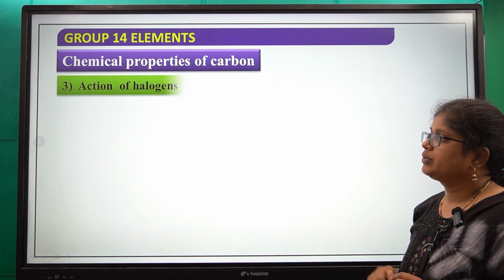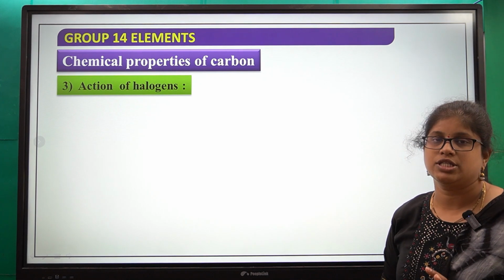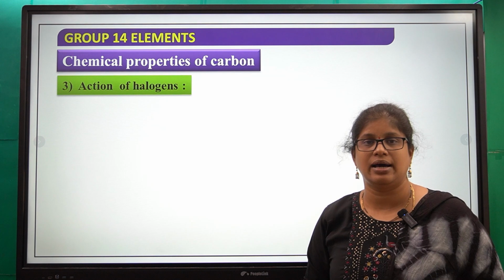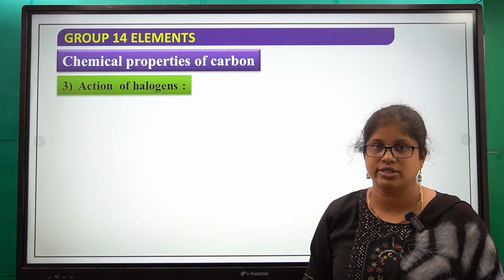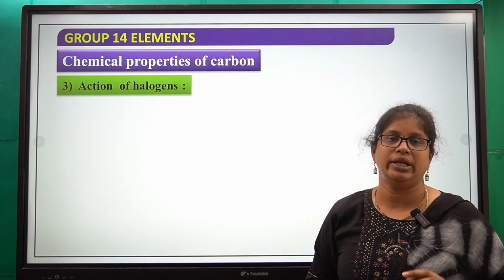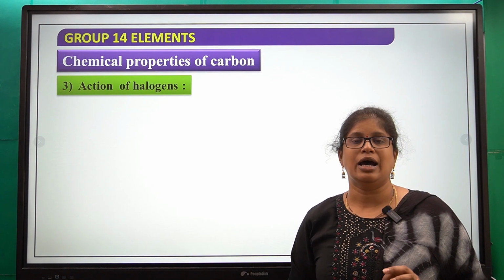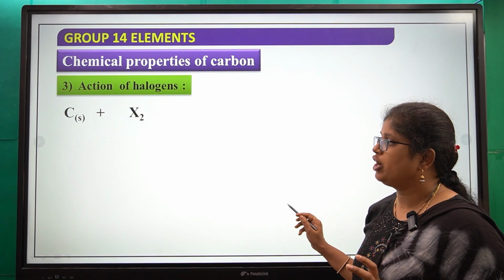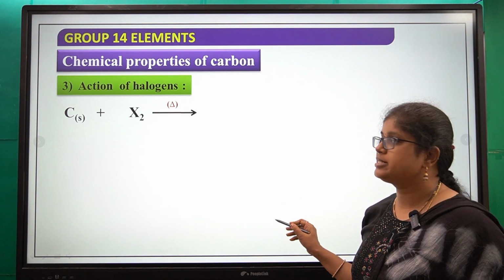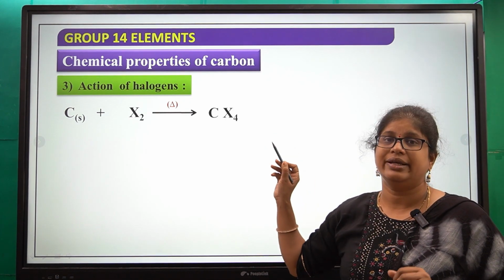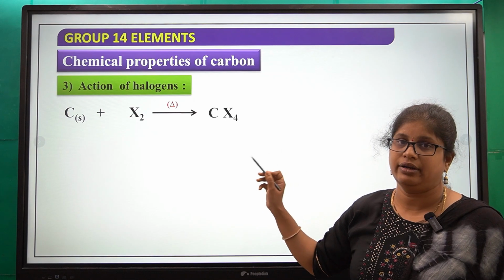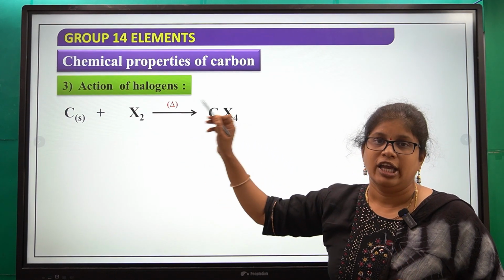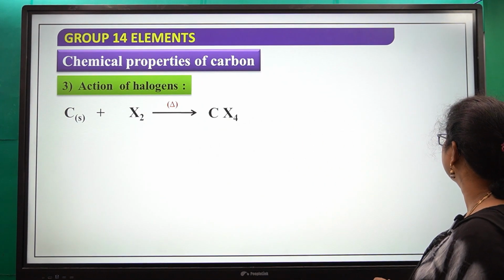Next, action of halogens. Which group elements are called halogens? 7A group elements are called halogens. What are those? Fluorine, chlorine, bromine, iodine. So here carbon combines with all these halogens and forms carbon halides. Okay, so what are those? Tetrahalides. Carbon tetrahalides. If you take fluorine, carbon tetrafluoride. If you take chlorine, carbon tetrachloride.